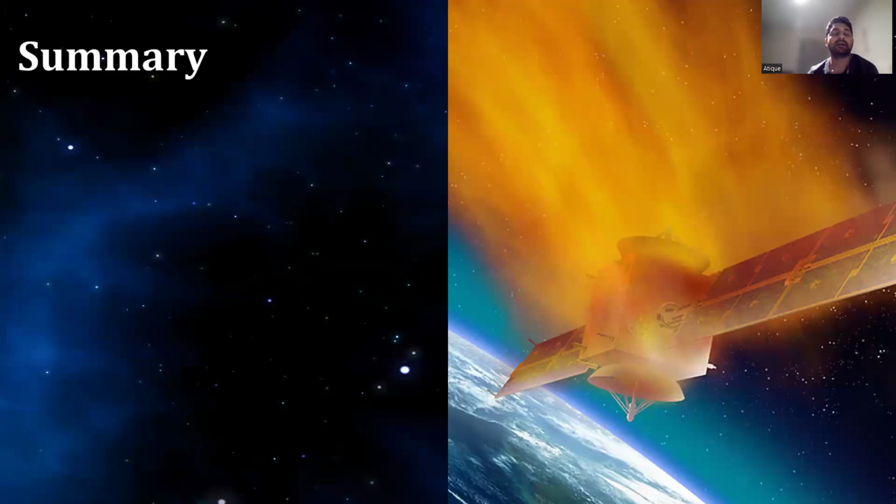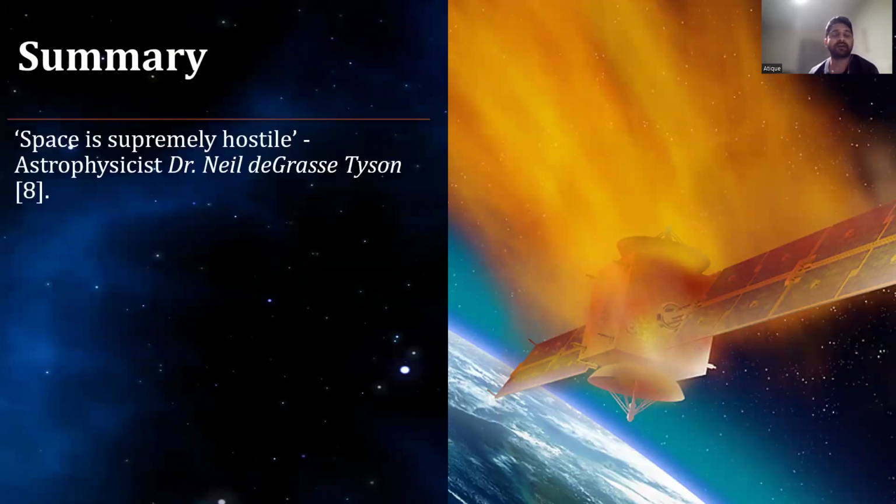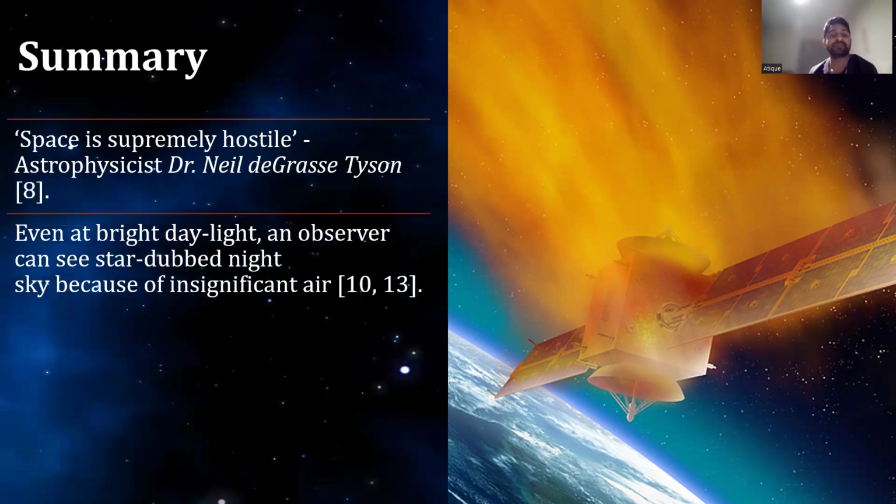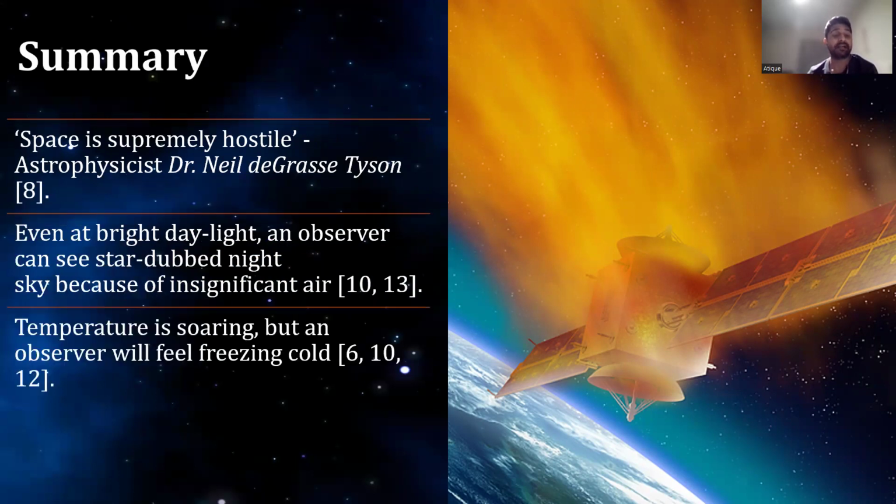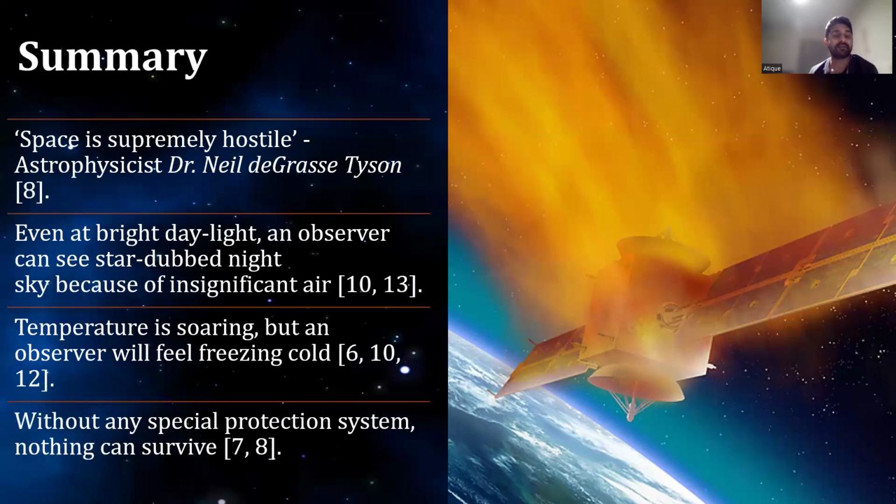In summary, I want to resonate with the modern astrophysicist Dr. Neil deGrasse Tyson. He stated that space is supremely hostile. Even in broad daylight, an observer can see a starry night sky because of insignificant air that can reflect the visible light. Furthermore, the temperature is soaring high, but an observer will feel freezing cold without any special protection system. Actually, nothing can survive over here.